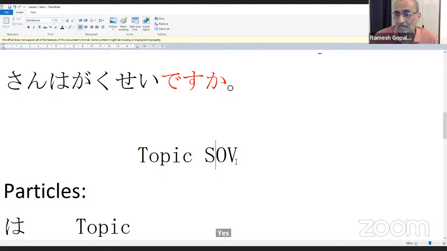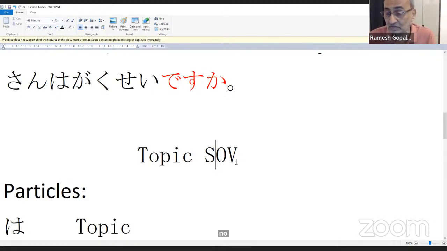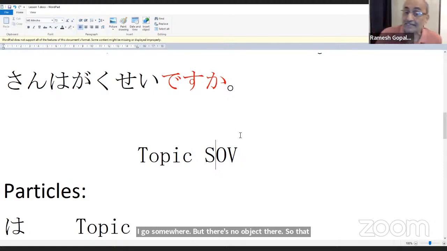But I go to the station. Oh, I go to the market. Go. There is no object there. I go somewhere, but there's no object there. So that verb go does not take an object. So you may or may not have an object, but definitely there's a verb. So subject and verb: the subject is directly connected to the verb. Topic is not connected to the verb. Because the topic is not directly connected to the verb, topic is not a part of the sentence.